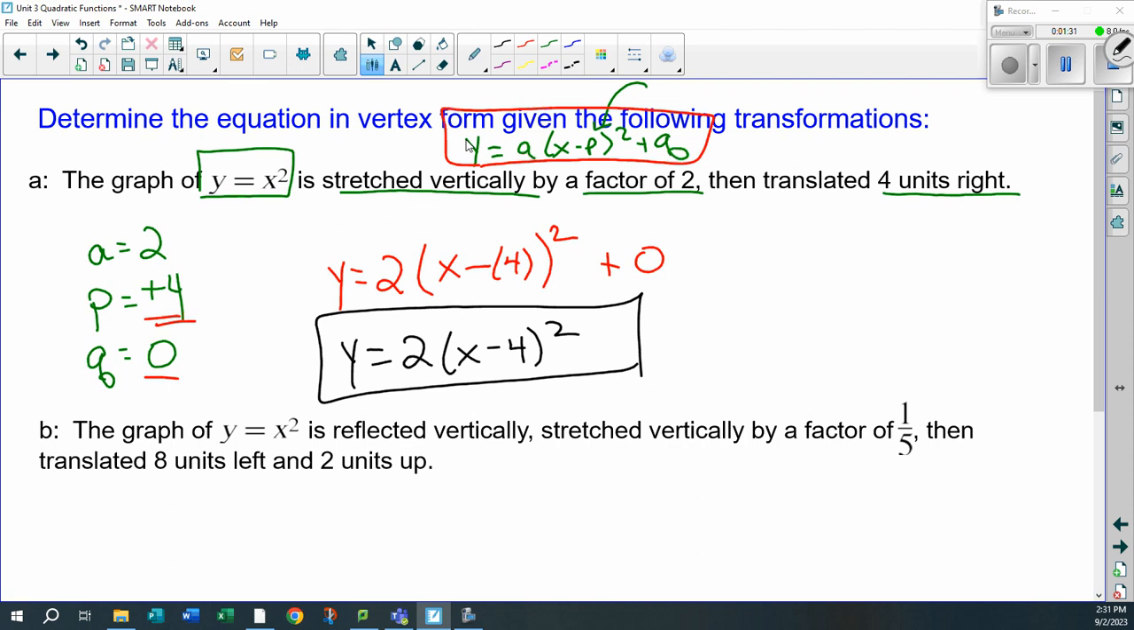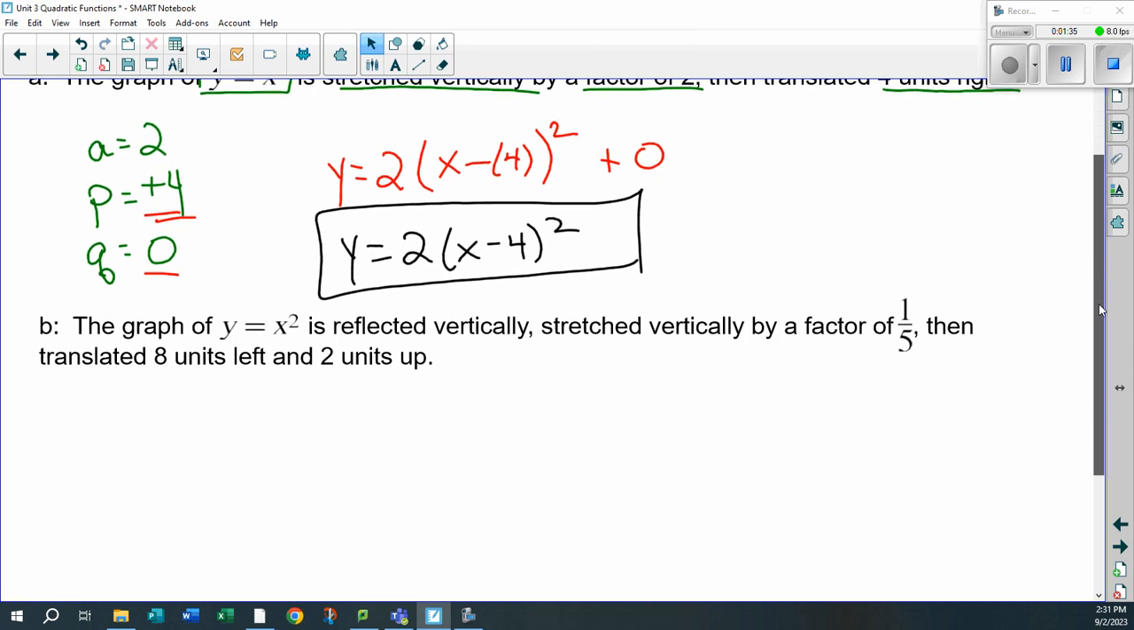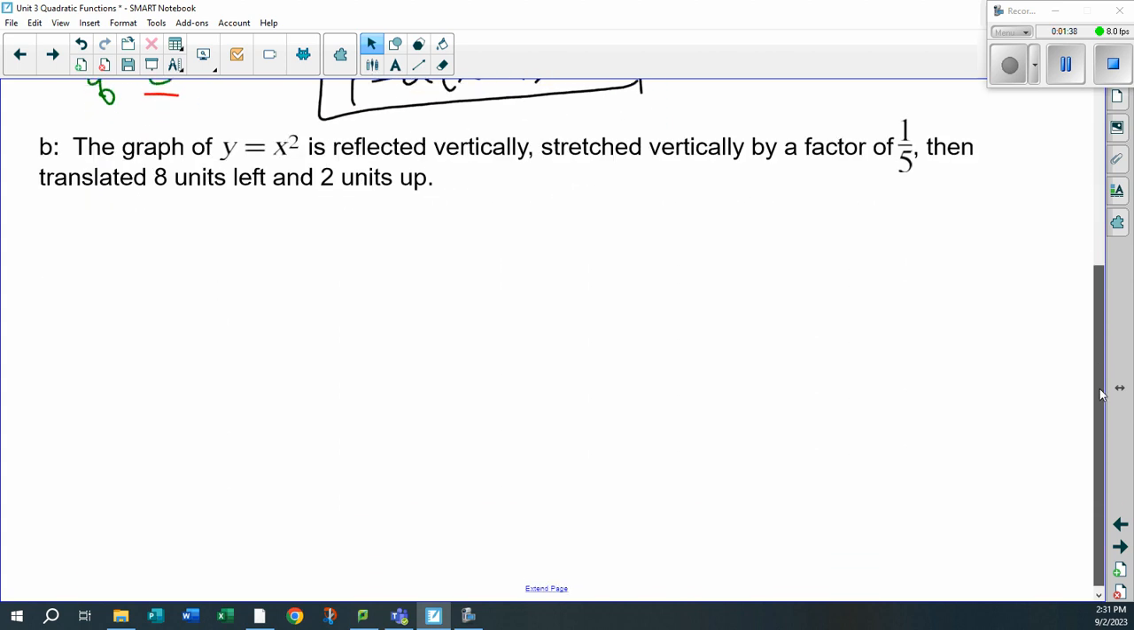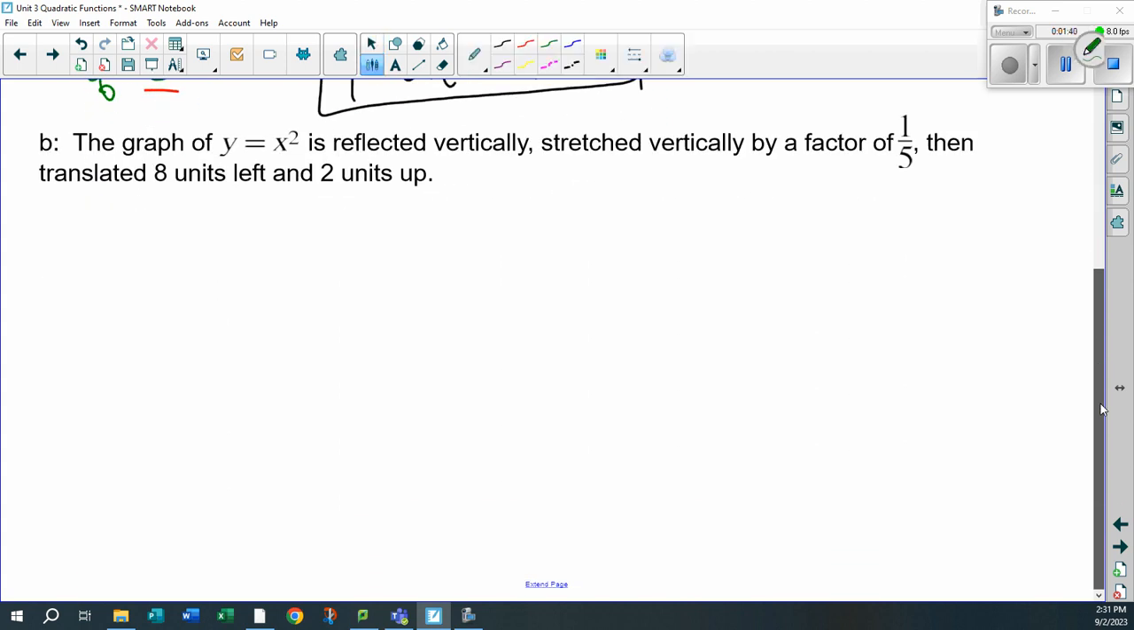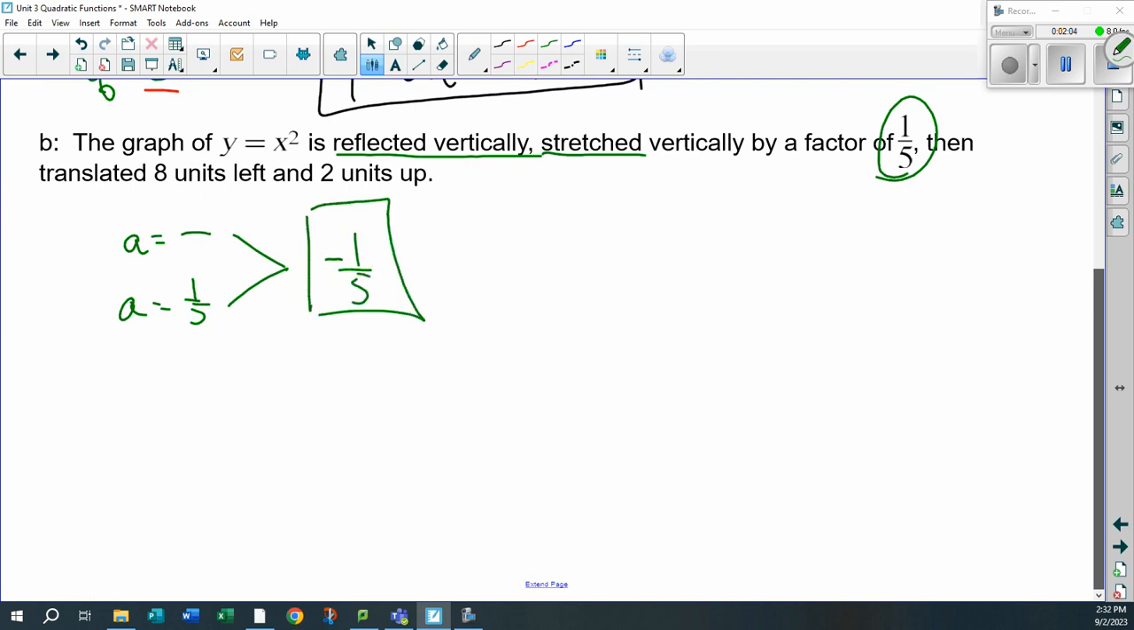Okay, so with that in mind then, let's do the next one, which is going to be a little bit more technical. Check this guy. Again, identify your a, p, and q, and you won't have a problem. First off, this is reflected, so a is going to be negative. Then it's going to be stretched by a factor of 1/5, so your a is going to be 1/5. There's your stretch factor. Put these together: negative 1/5. There's your actual a value.